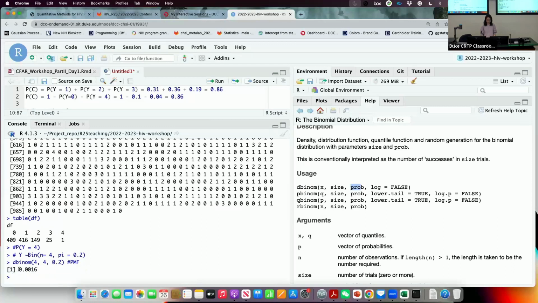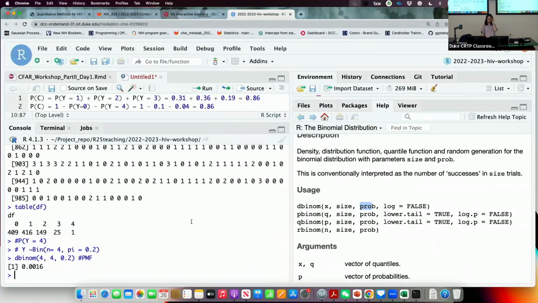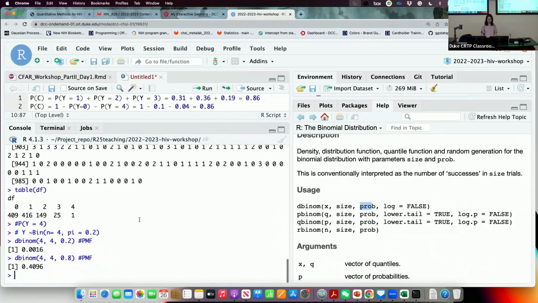Then if you look at this, you see that the chance is actually close to 0, right? That's why if you look at this table, out of these 1,000 random samples, I only sampled 1 variable being 4. Similarly, if I increase the chance of success, instead of 0.2, I have 0.8, you see that the chance of y equals 4 actually increases a lot. So this really depends on the probability of success. If I have a smaller success rate, then the larger the value of y, the less likely it is to happen.